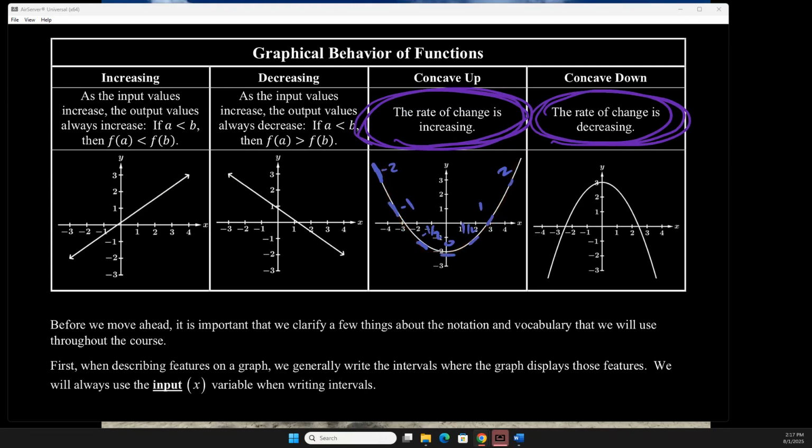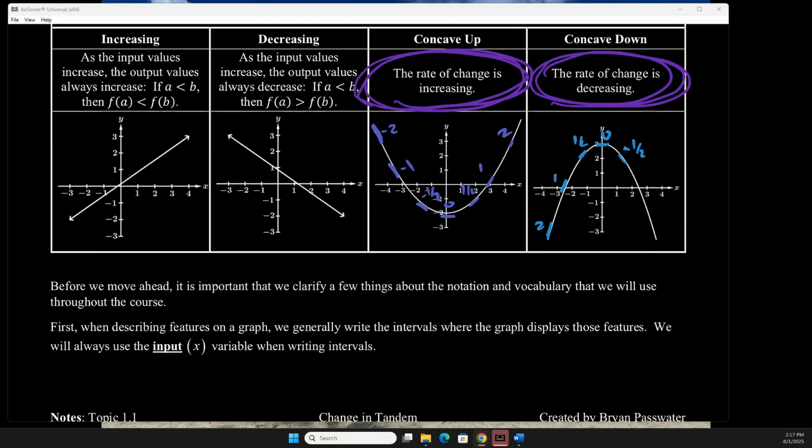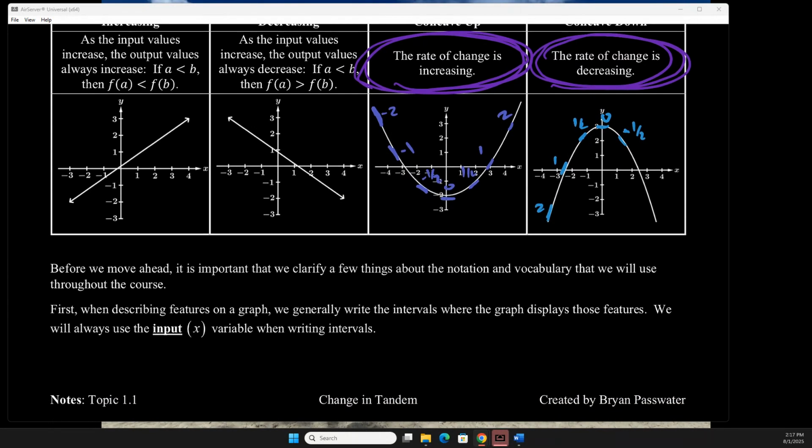And then we can look at the same thing here. So here's a little slope. What would you guys guess that slope is? 2. Sure. And then 1. And then 1/2. And then 0. And then -1/2. So again, what do you notice about these values? They're getting smaller, they're decreasing. Concave down, the rate of change decreases. Okay, so I'm kind of skipping over a bunch of these words, but I think we're good.